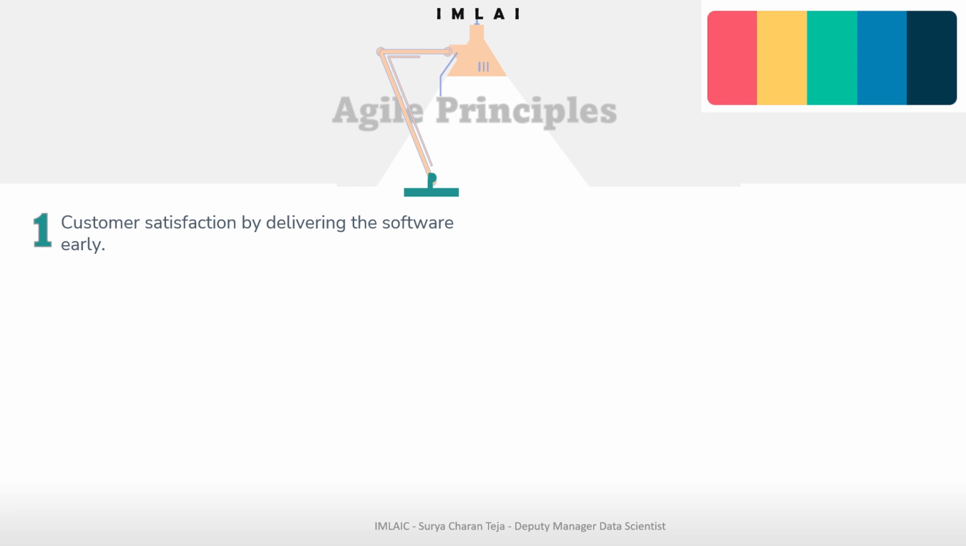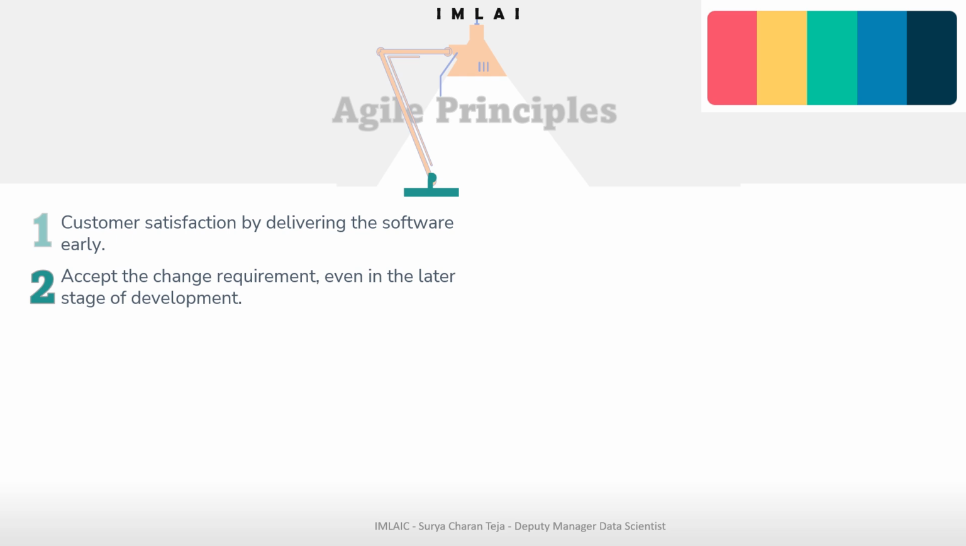customer satisfaction by delivering the software early. In the agile method, we give utmost importance to customer satisfaction. Here, the aim is to give the customer an early and continuous delivery of valuable software. There will be periodical interaction with the client about the ongoing software development lifecycle.